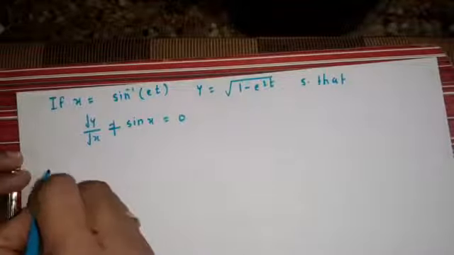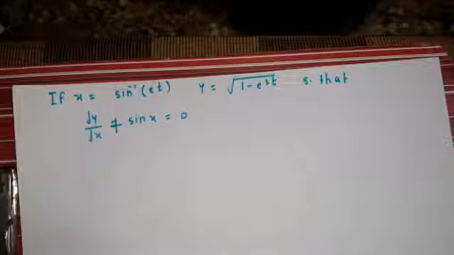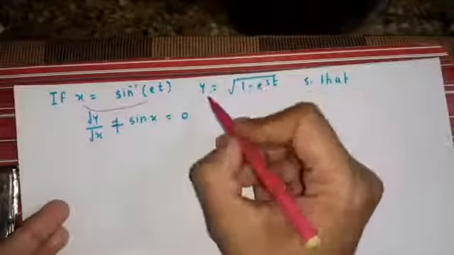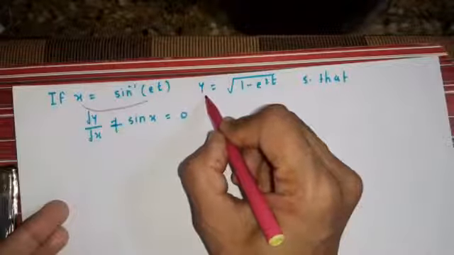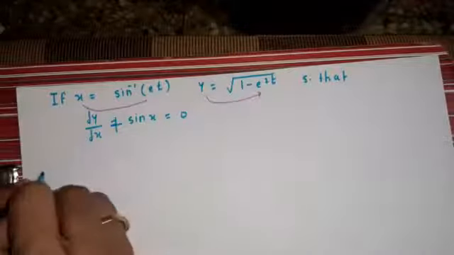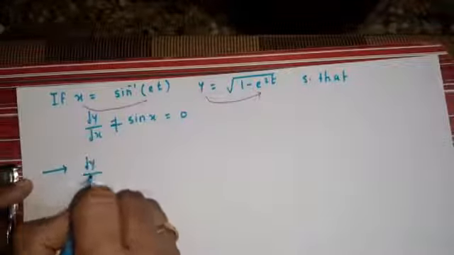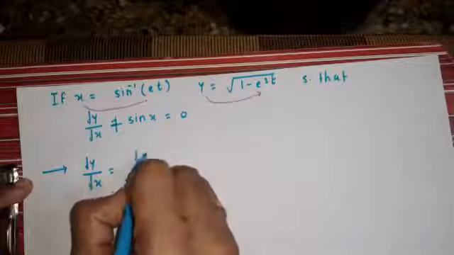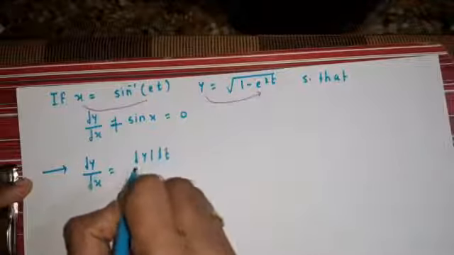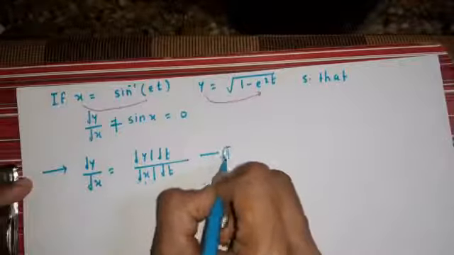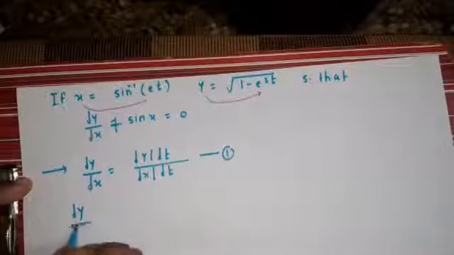Okay students, so here x is a function of t, that is x equals sine inverse of e raised to t, and y equals square root of 1 minus e raised to 2t. Means x is a function of t and y is a function of t, and therefore, by using differentiation of parametric functions, dy by dx equals dy by dt upon dx by dt. This is 1. Now find out dy by dt.